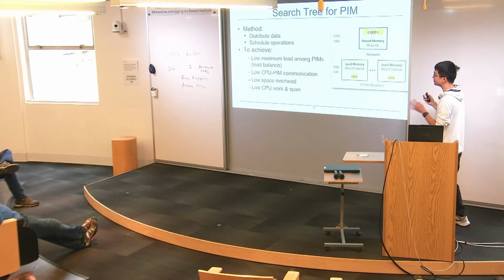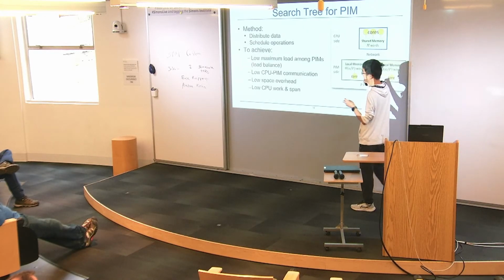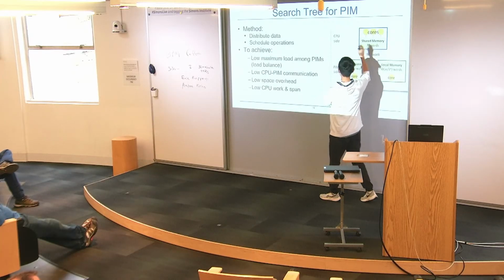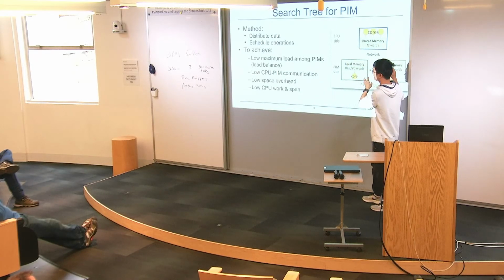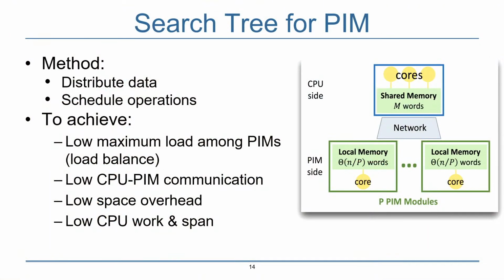So what we do, for PIM, there are basically two things we can do. We can shuffle the data here, probably do some replication, and we can schedule the operations between PIM modules and the CPU. And we want load balance. We want low communication on the network, the memory bus. And we want low space overhead, and low CPU work and span as well. So that's the final target.